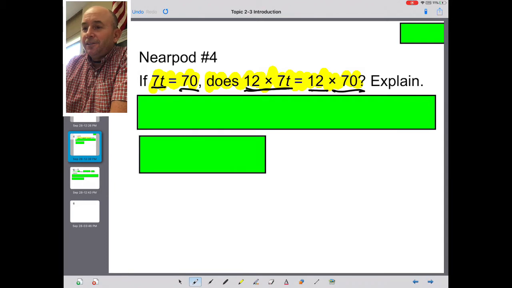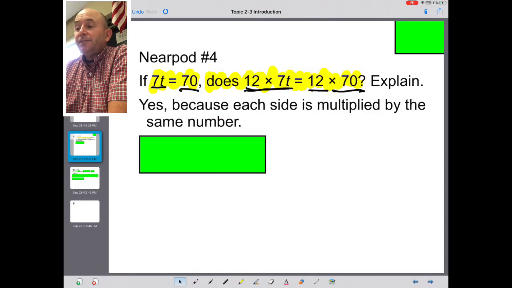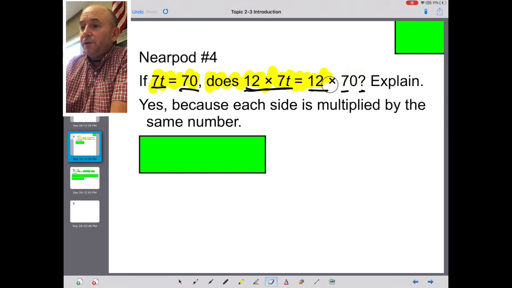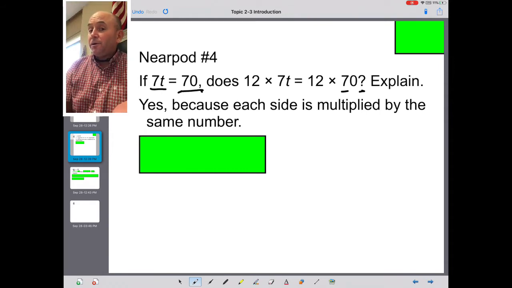Alrighty, here we go, kids. Let's take a look at the answer. The answer is yes, because each side is multiplied by the same number. So in other words, if we look at what we have in common here, you'll see that first of all, you have 7 times some unknown number equals 70. We might not know what the value of t is, but we do know that it equals 70.